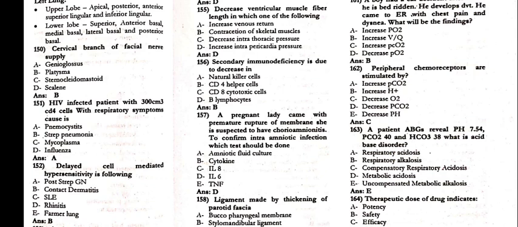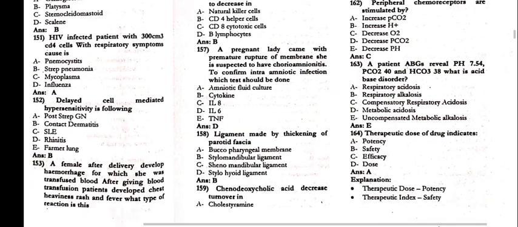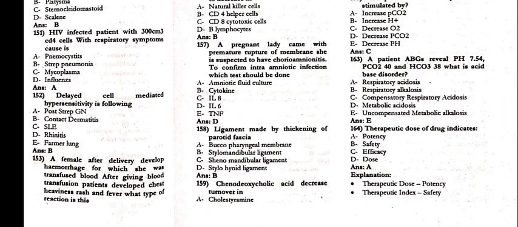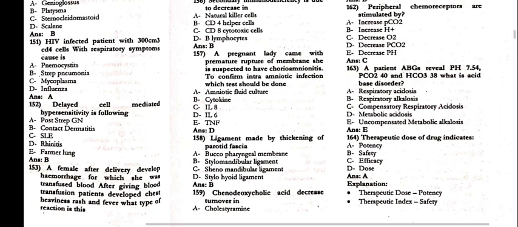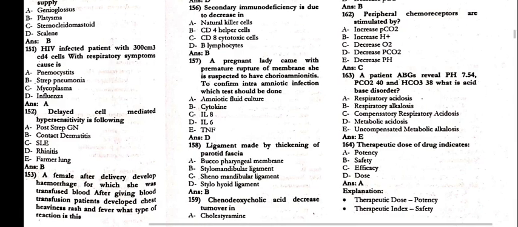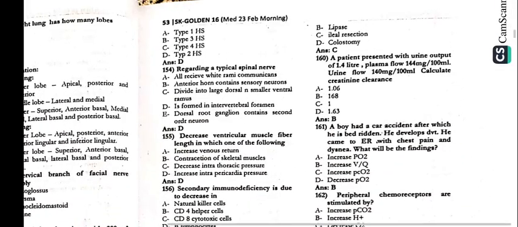157, the pregnant lady came with the premature rupture of the membrane. She is suspected to have chorioamnionitis. To confirm intra-amniotic infection, what test should be done? That is the interleukin 6 level. 158, ligament made by the thickening of the parotid fascia, the stylomandibular ligament. 159, the chenodeoxycholic acid decreases turnover in the Charlie, the ileal resection.